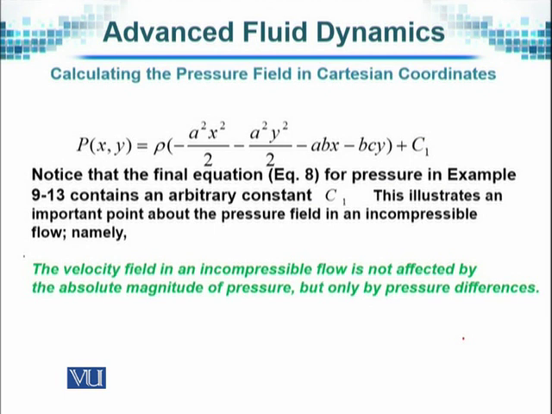So the velocity field for an incompressible flow has been obtained, and it is not affected by the absolute magnitude of the pressure, but it is affected by the pressure differences, dp by dx, dp by dy, and so on. You can see that if I differentiate this with respect to any of these variables, this C1 is not so important. It will disappear, and therefore we have this value of P, and the gradient of pressure actually is important for the occurrence of fluid motion.